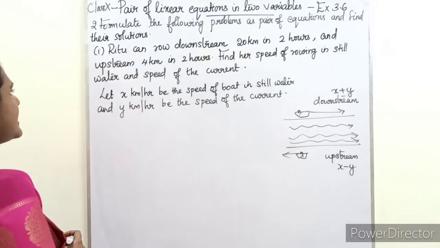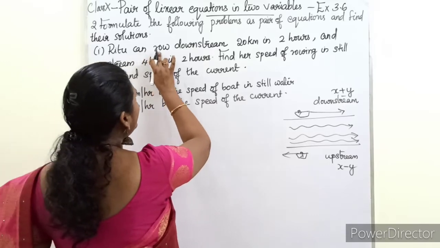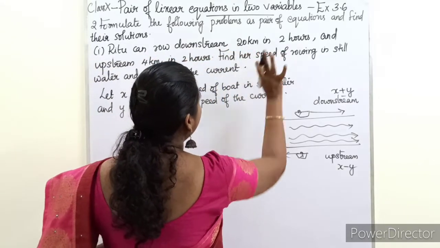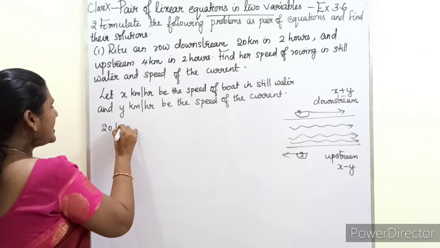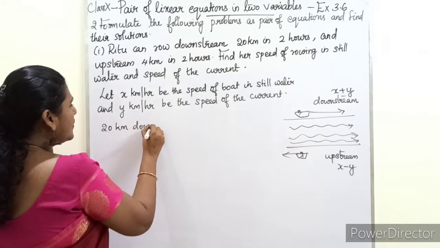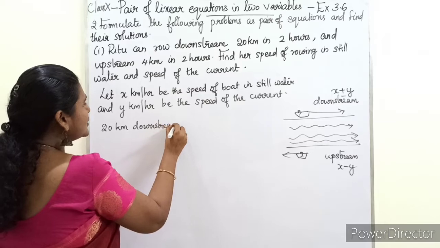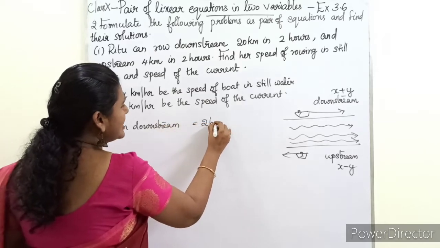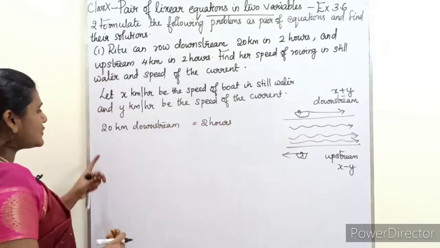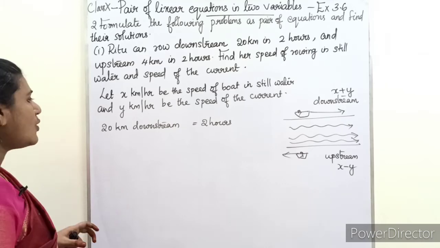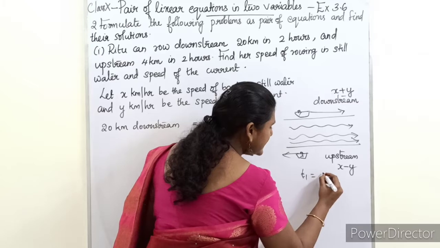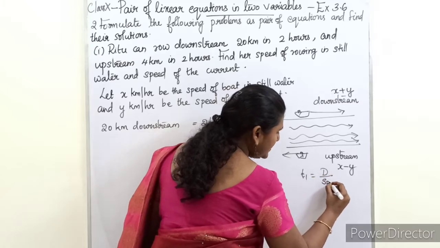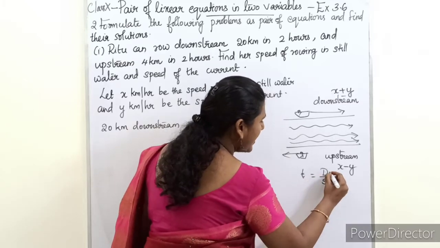So first we will see, Ritu can row downstream 20 km in 2 hours. Okay, so 20 km downstream, and time is given as 2 hours. In 2 hours she completes 20 km downstream. So what is the formula for time? Time is equal to distance by speed.